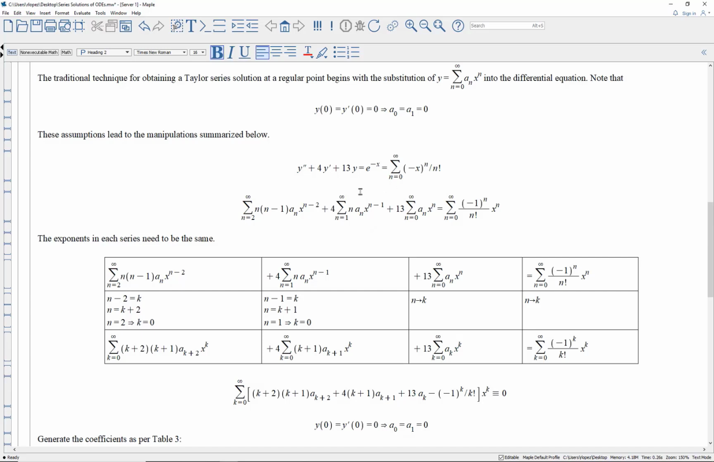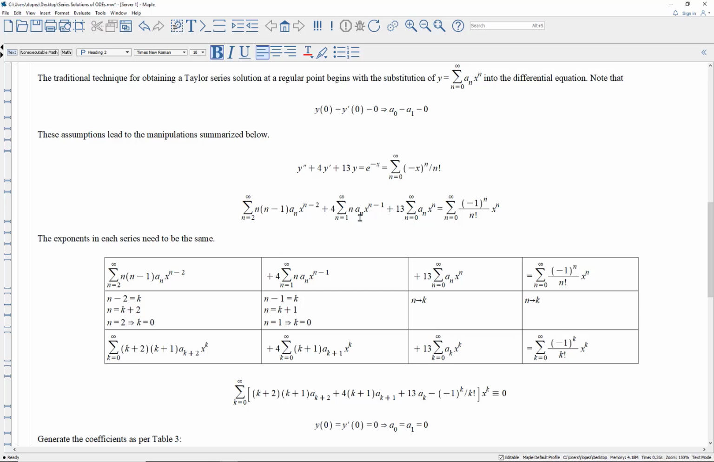Plug that into the differential equation. But this e to the minus x on the right has to be itself expanded in the Taylor series. So look at what happens here. Second derivative of this term, you get n times n minus 1, x to the n minus 2. And notice I've started that series with n equals 2, because when n equals 0 and n equals 1, there's nothing there. You get zeros. So you might as well start that sum from 2.